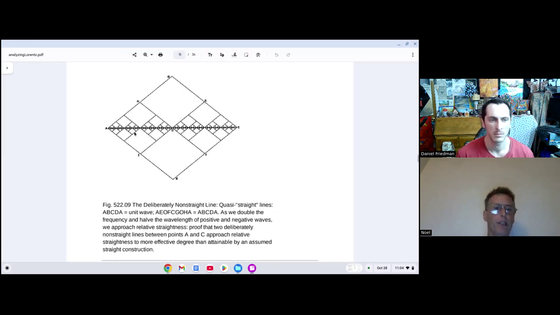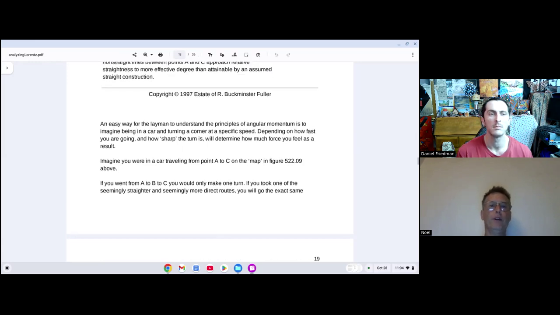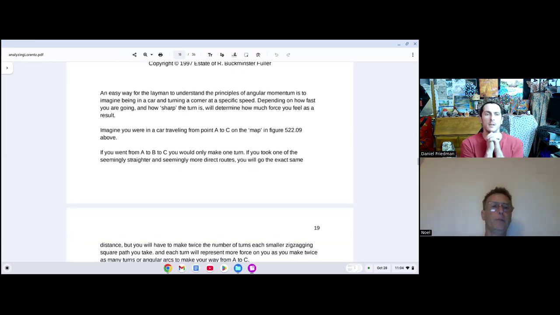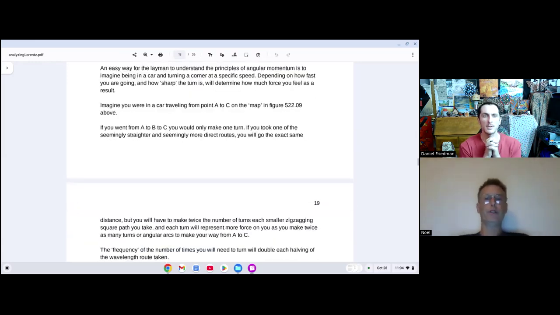So an easy way for the layman to understand the principles of angular momentum is to imagine being in a car and turning a corner at a specific speed. Depending on how fast you're going and how sharp the turn is will determine how much force you feel as a result.